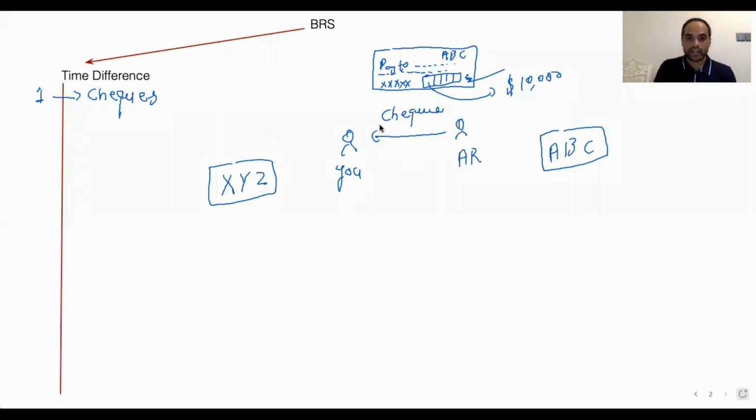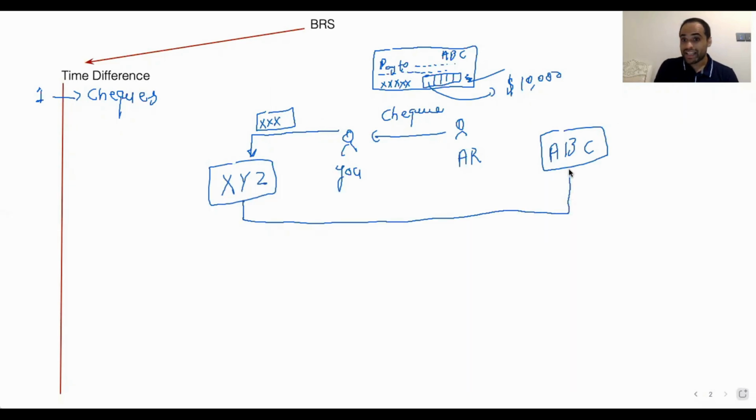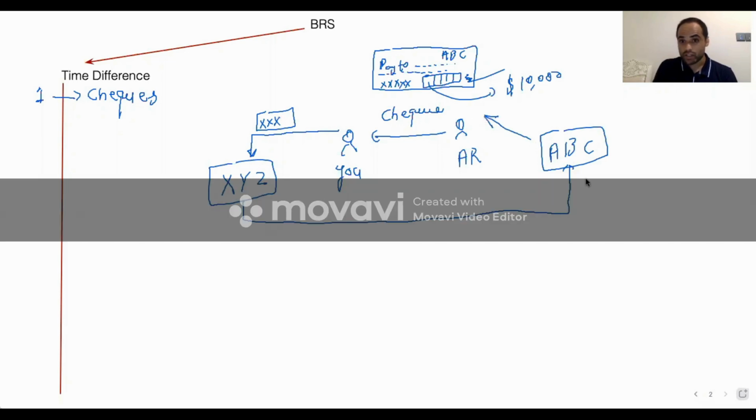After receiving this check, you will go to your bank, not the accounts receivable's bank. You go to your bank and you give this check to your bank. Now your bank will contact this bank to ask to transfer money from this person's bank account to your bank account. So this bank, ABC Bank, will see the check because they're going to send this check.